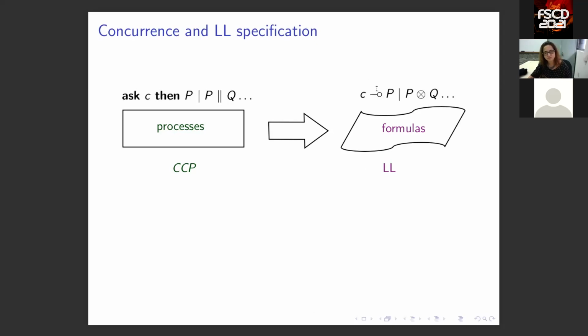What we're going to do is really to transform them into linear logic formulas. How? So for example, S could be transformed into implication, and parallelism is going to be captured as the monoidal operator or tensor of linear logic, in the way that we would imagine this to happen, right?